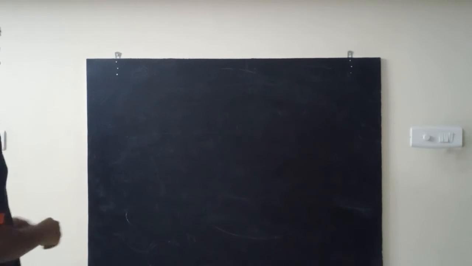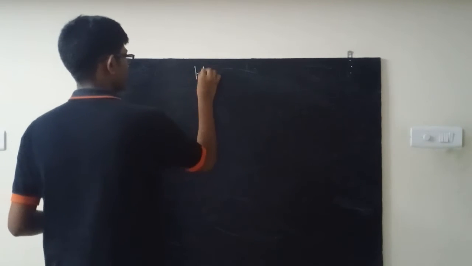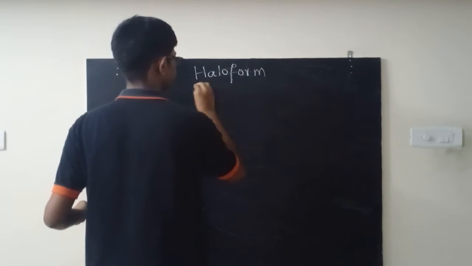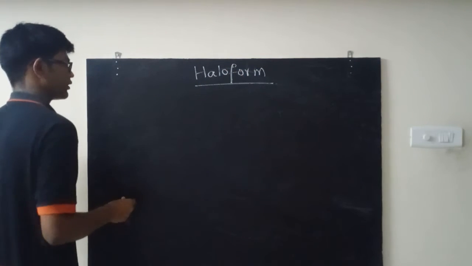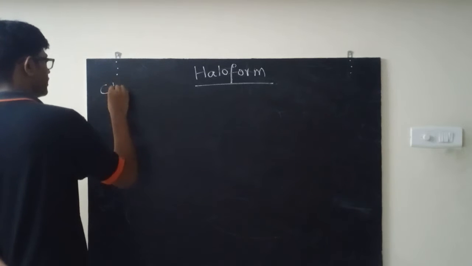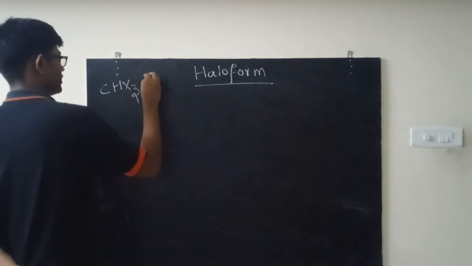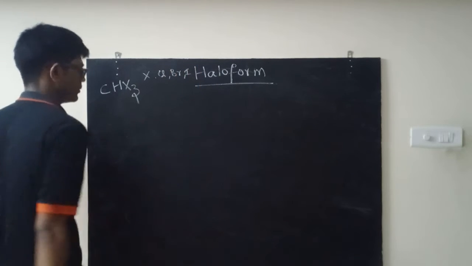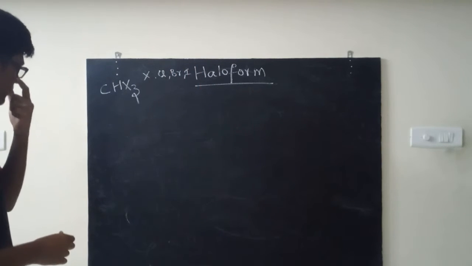Okay guys, so now we're going to look at this very important thing called a haloform. You have heard of it: chloroform, bromoform and iodoform. They are of the form CHX3, where X can be chlorine, bromine or iodine. This is nothing new. Where is this formed?